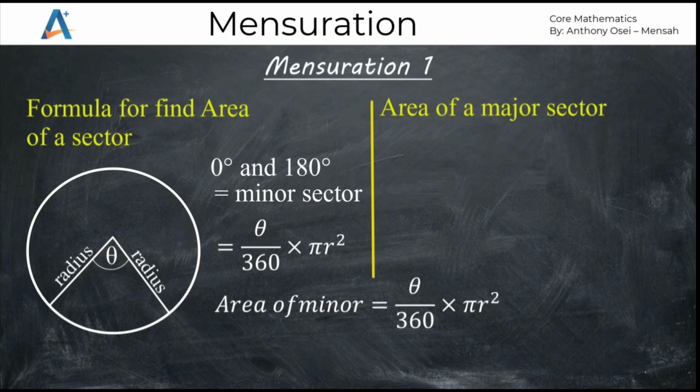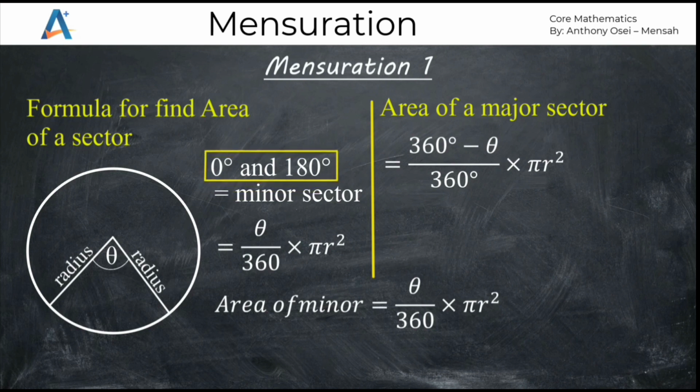If you found the minor sector and you use theta over 360 times pi r squared, then the major sector will use the major angle, and the major angle has already been shown when we're doing the length of a major arc. You realize that we're going to subtract the minor angle from 360 degrees. So the major angle will be 360 minus the minor angle, which is theta. The minor angle lies between 0 degrees and 180 degrees.